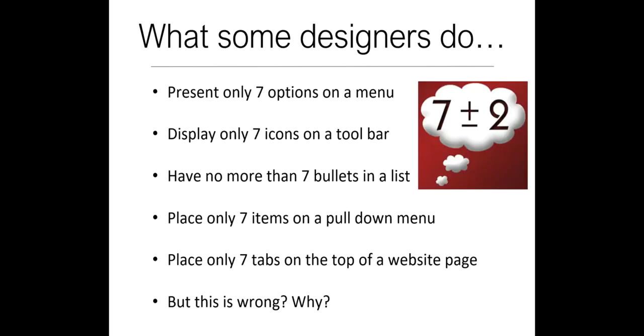And so, as I say here, what some designers then do is present only 7 options on a menu, or display only 7 icons on a toolbar, or have no more than 7 bullets in a list, or place only 7 items in a pull-down menu, and so on and so forth. But this is in some ways fundamentally wrong, certainly when looking at things in terms of, say, short-term memory.